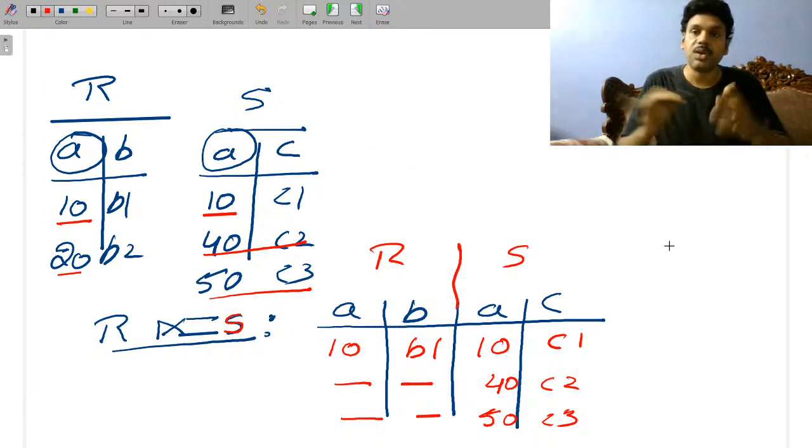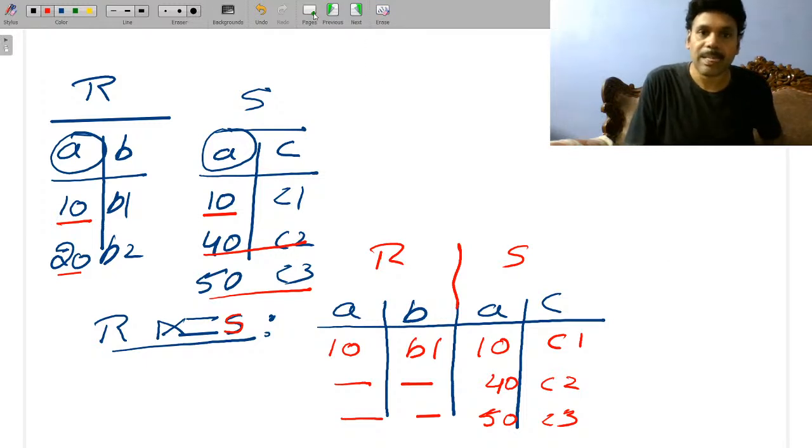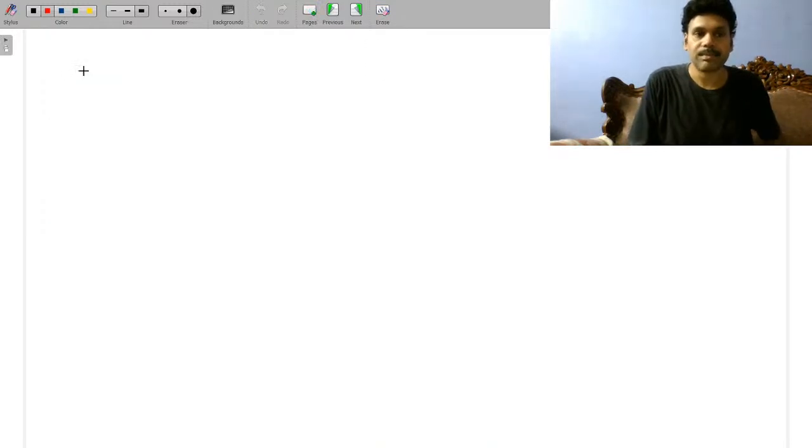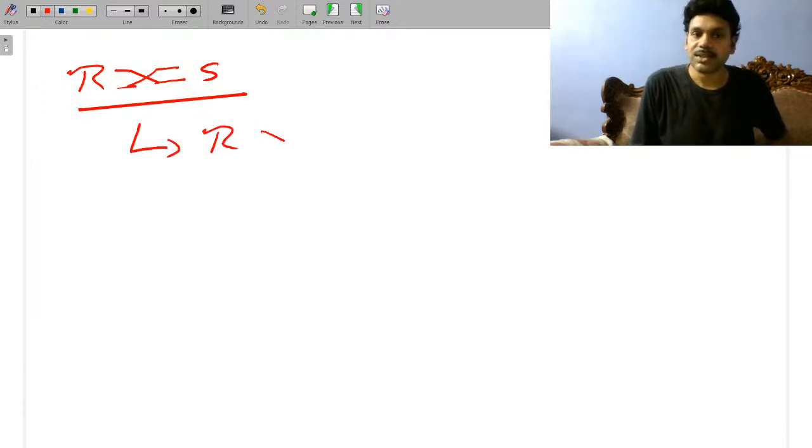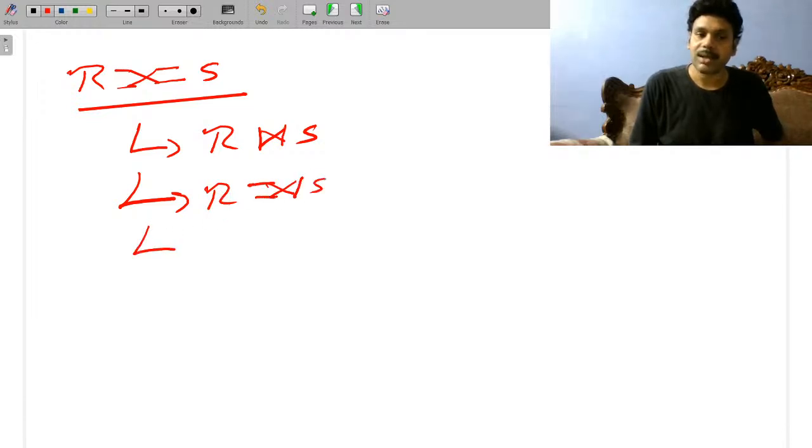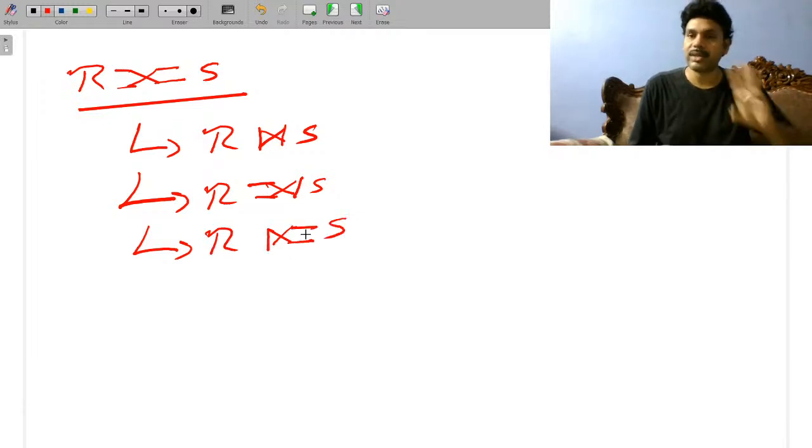Now I want to write full outer join. Now let us see. R full outer join S. That means first, R natural join S. Second, the left side remaining data. Third, the right side remaining data. All three together will come.